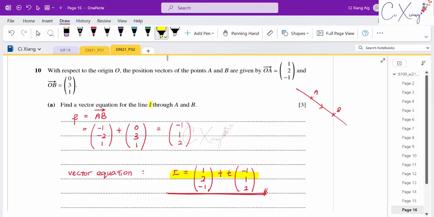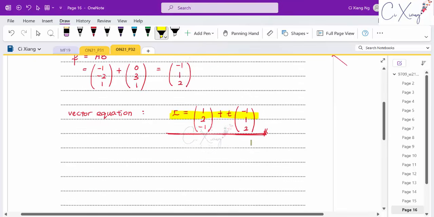Okay, so for your information, right, if you don't want to use point A as a passing point here, you can use also point B as a passing point. And also for the direction, you can actually using 1, -1, and -2 if you are using BA, okay, because BA is actually also the direction of the line. Alright, so it is not wrong that you are using 1, -1, and also -2 with the passing point B. So this is what we have for 10A.